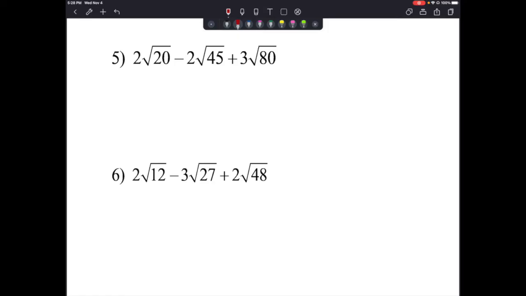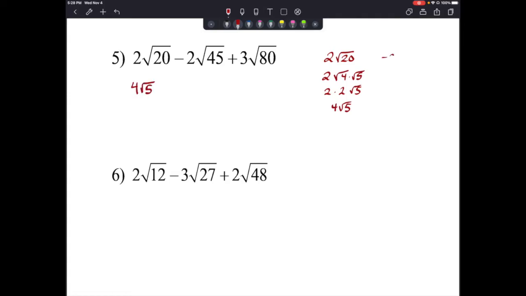All right, so 5 and 6, we have 2 radical 20 minus 2 radical 45 plus 3 radical 80. I'm going to break down my 2 radical 20 first. I know that 2 radical 20 is going to look like 2 radical 4 times radical 5, which is 2 times 2 times radical 5, or 4 radical 5. So I've got 4 radical 5 here.